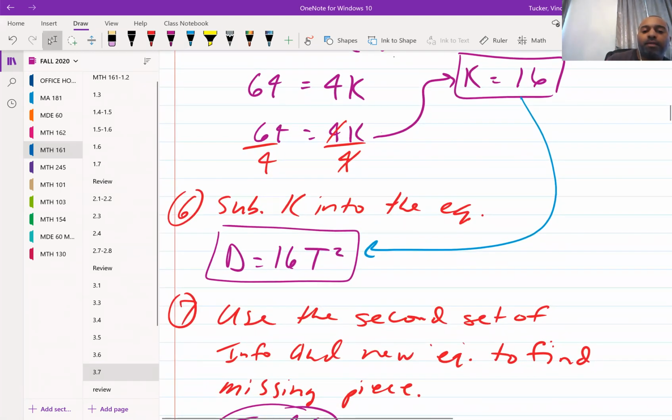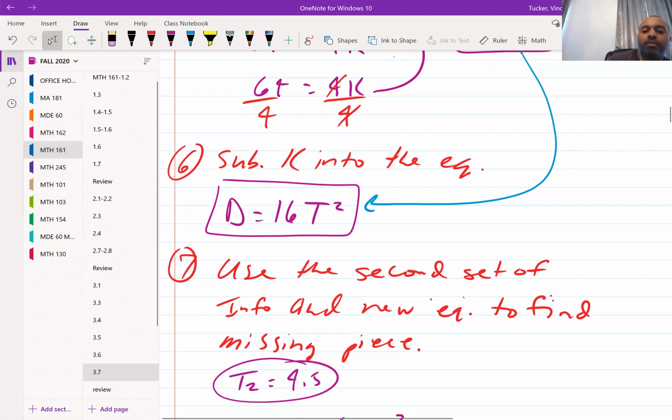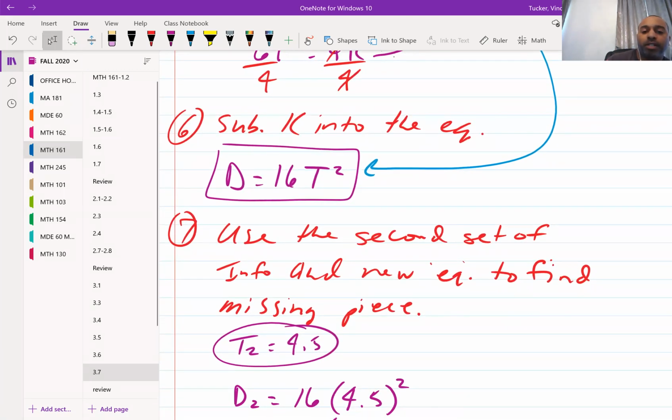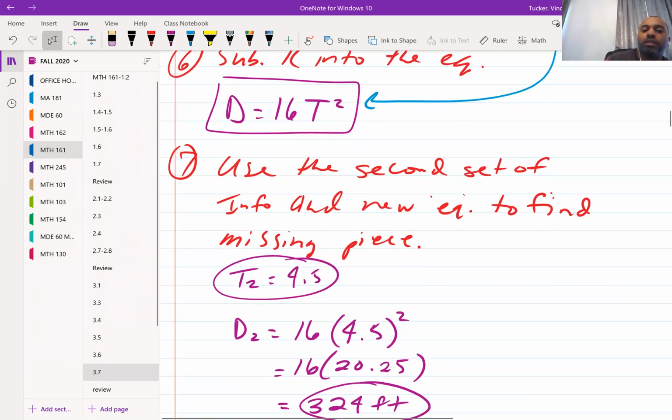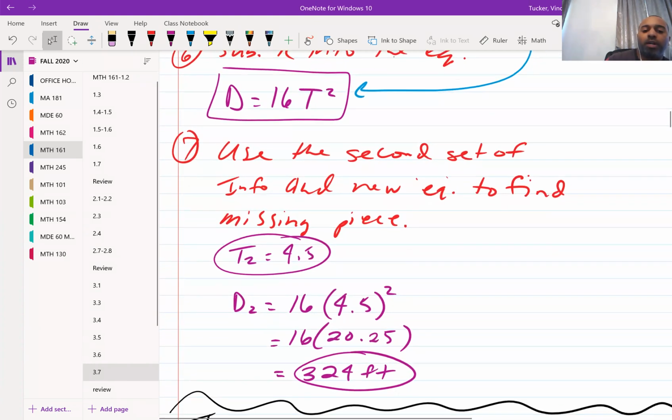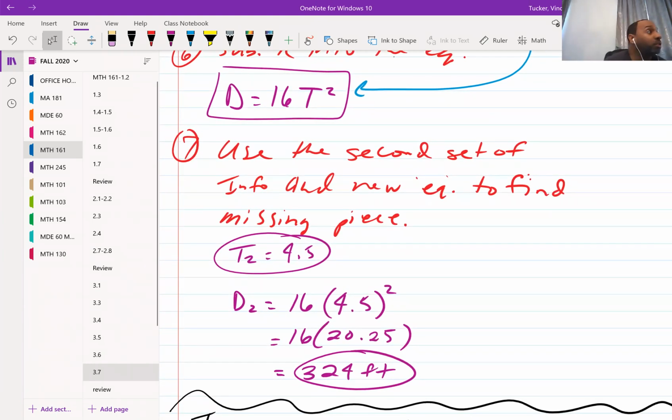And now for our final step, use the second set of information and the new equation to find the missing piece. So we knew what T was. So we plug T into the equation. 16 times 4.5 squared will give us 324 feet.